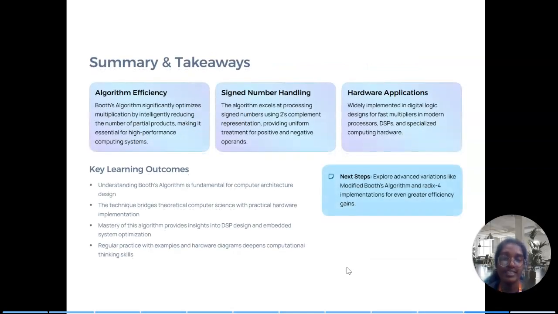The summary and takeaways: this algorithm's efficiency, signed number handling, hardware applications, key understanding, outcomes. Understanding this algorithm is fundamental for computer architecture design. This technique bridges theoretical computer science with practical hardware implementations. Mastery of this algorithm provides insights into DSP design and embedded system optimization. Regular practice with examples and hardware diagrams deepens computational thinking skills.